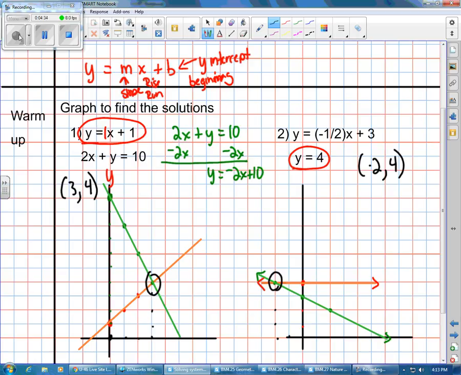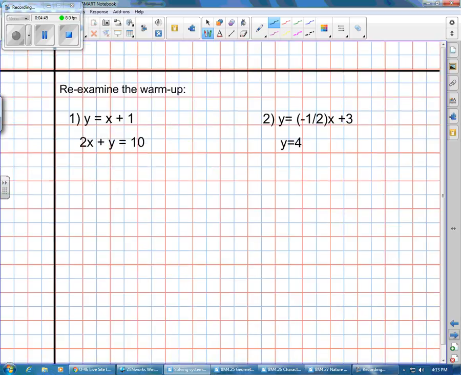This is what we've been doing for a while. If you're still struggling with how to graph a line or how to figure out a solution to a system using graphing, you need to rewatch some of those older videos. Let's move on to the new material, solving a system using substitution.